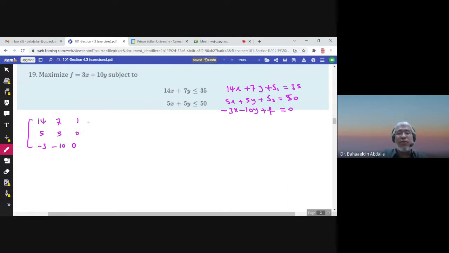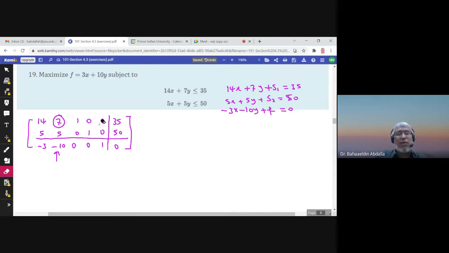Coefficients of S1, coefficients of S2, coefficients of F, and the right hand side. This is the Simplex matrix. This is the most negative. 50 divided by 5 is 10. 35 divided by 7 is 5. So this is the pivot entry.